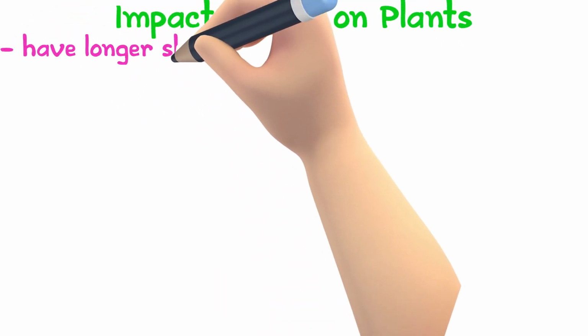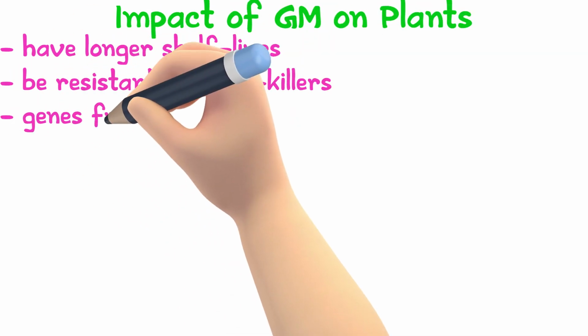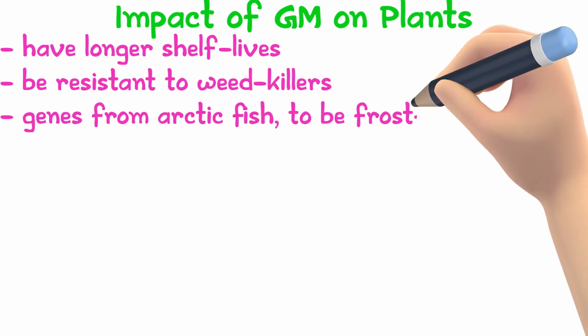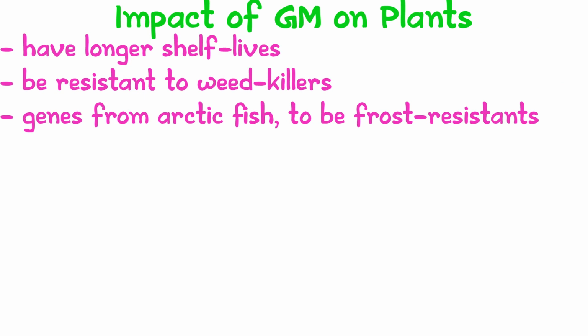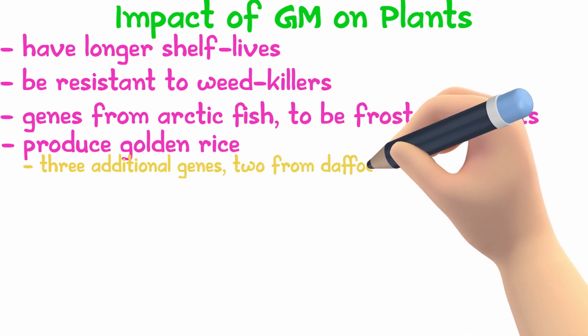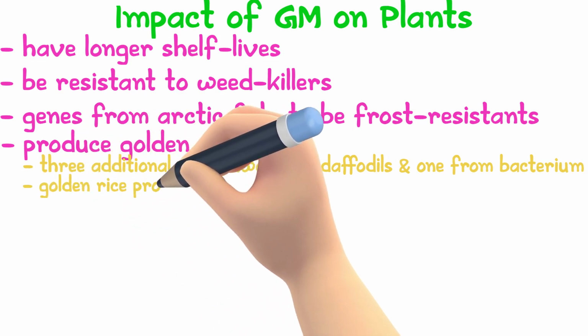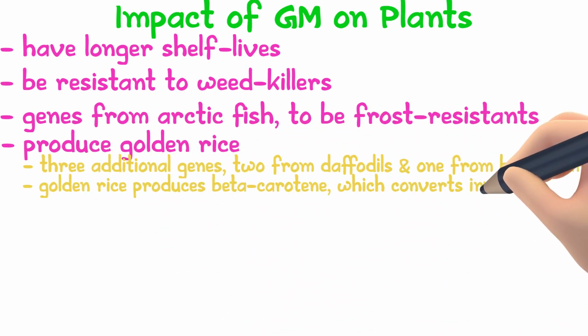Plants have been genetically engineered to have longer shelf lives, to be resistant to weed killers, and to use genes from Arctic fish to make plants frost resistant, and more. Gene guns have been used to produce golden rice. Golden rice has three additional genes, two from daffodils and one from a bacterium. This allows the rice to make beta carotene, which is converted into vitamin A when eaten.